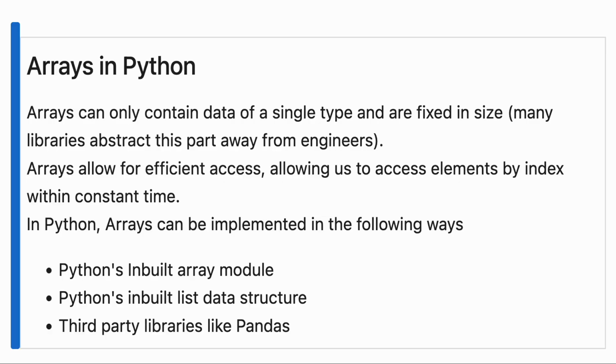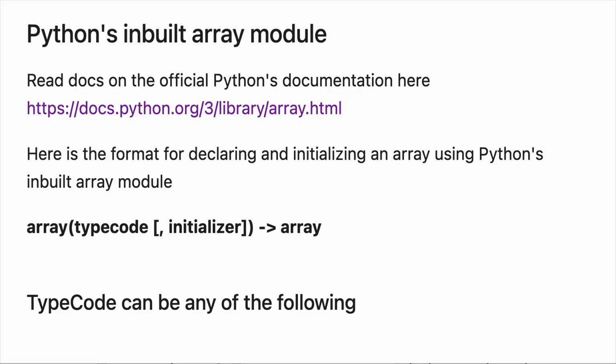Arrays can be implemented in the following ways: by using the inbuilt array module, or the inbuilt list data structure, or third-party libraries like pandas or numpy. Let's start with the inbuilt array module. You can read up on this using the official documentation, but here is the syntax to declare and initialize an array using the inbuilt array module. It typically takes in a type code and an optional initializer. The type code states the type of elements that the array would contain, and the initializer would contain a list of values that should be used to initialize the array.